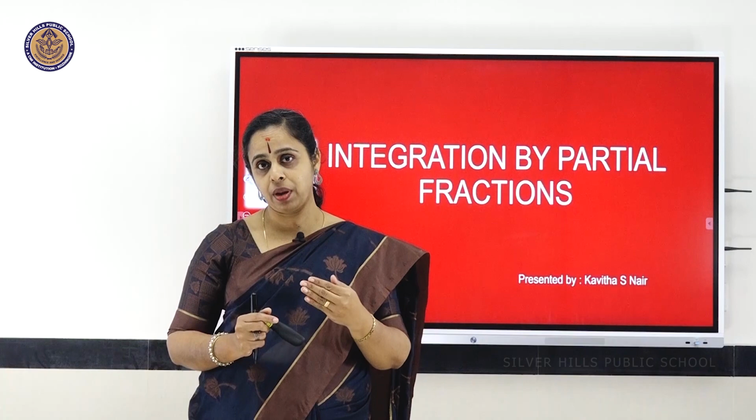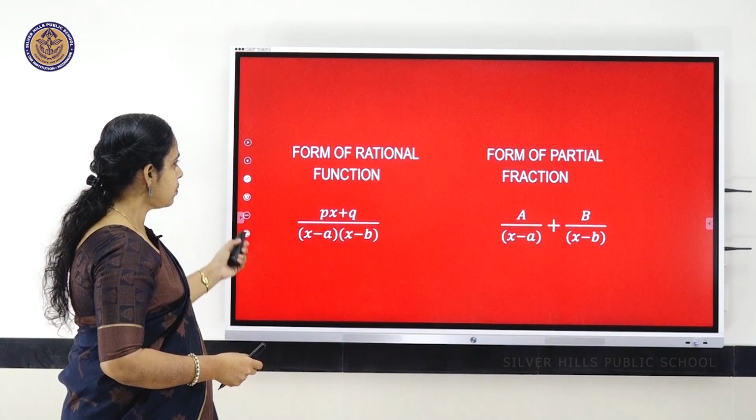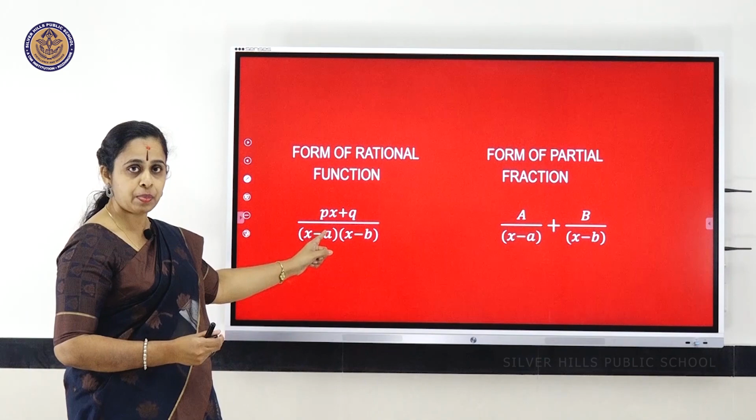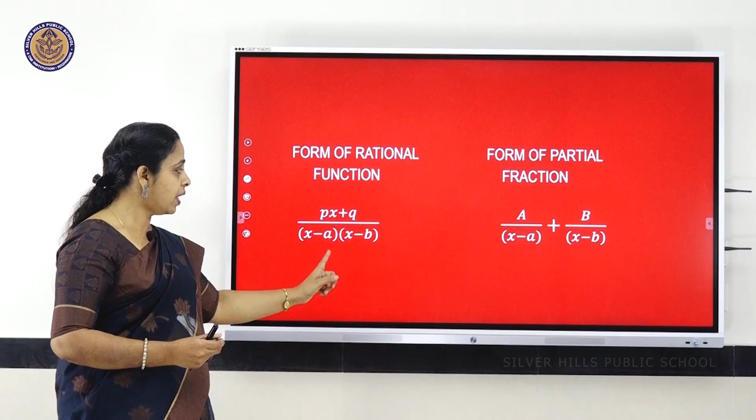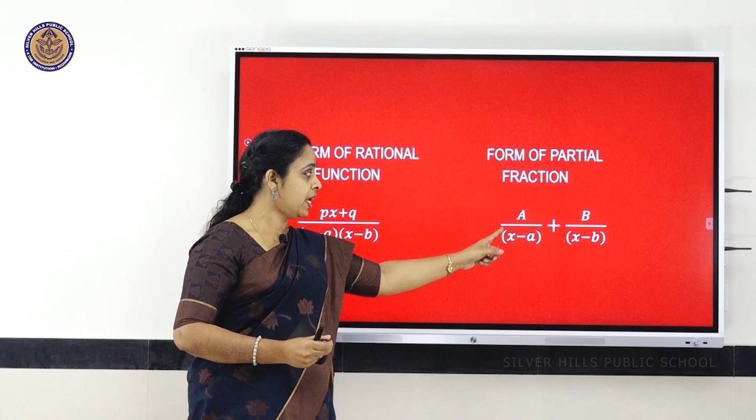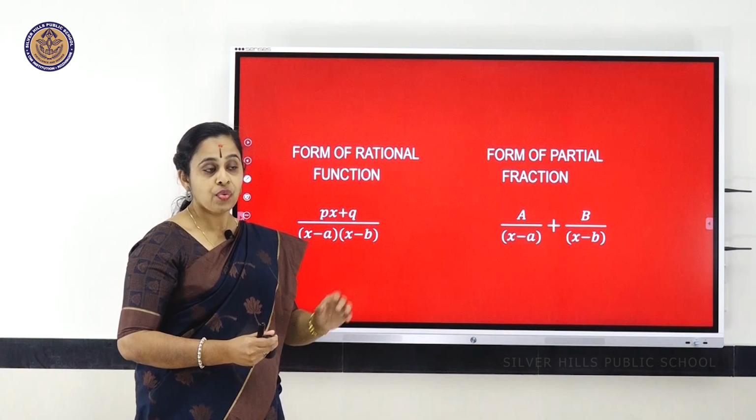Look at the first one. Form of rational function: the integrand will be of this type, px plus q divided by two different factors, where a and b are different. If the integrand is of this form, then we will make it into simpler forms like this, A by x minus a plus B by x minus b. Here A and B are real numbers.